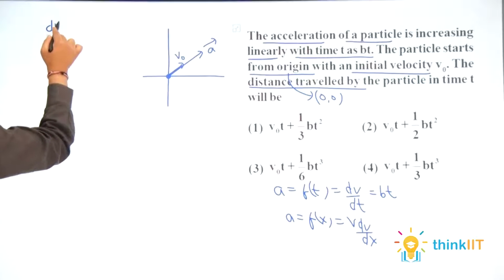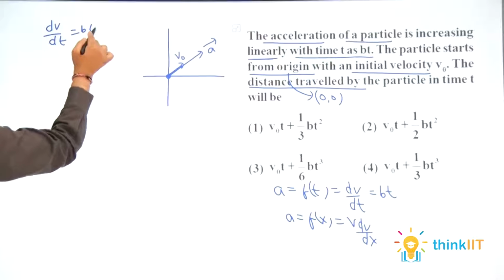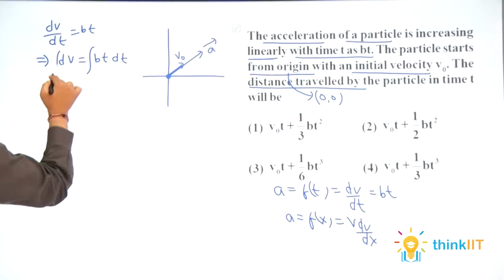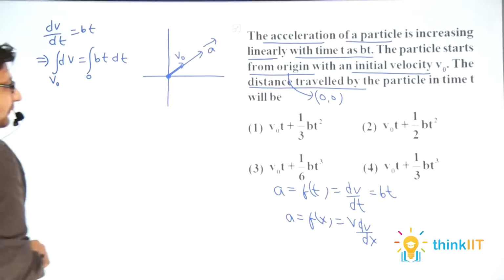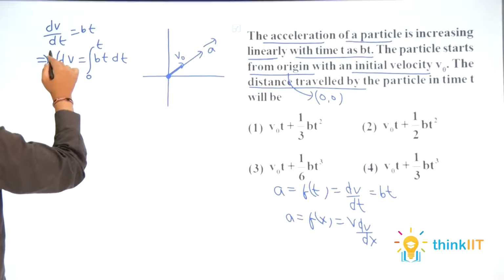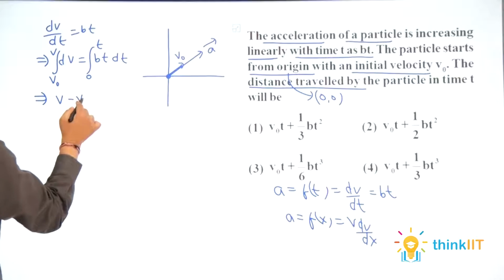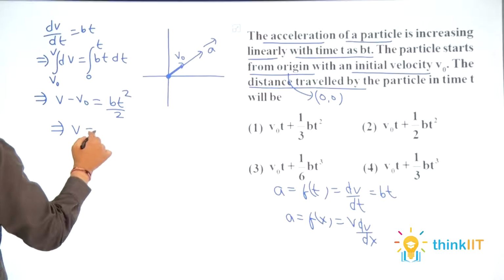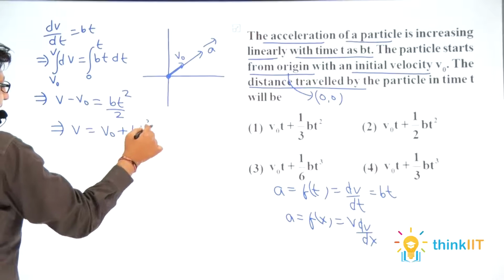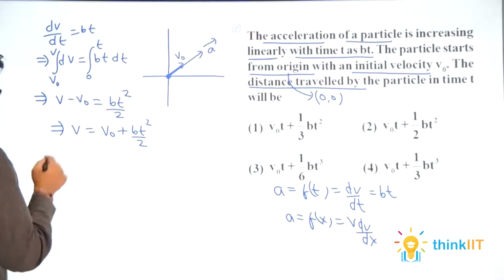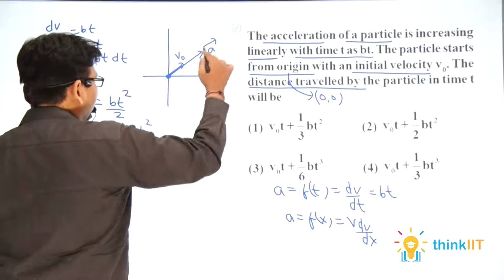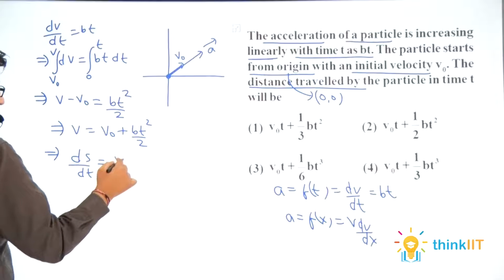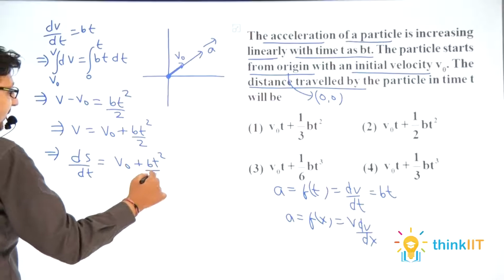So first let us write the equation. dv by dt equal to bt. If you simplify, dv will be equal to bt dt, then integrate. At t equal to 0, initial speed is v naught, and at t equal to t, suppose speed is v. So if you integrate, v minus v0 equals bt square upon 2. This implies v equals v naught plus bt square by 2, and this v can be written as ds upon dt. Suppose at time t some position vector s is there, so ds upon dt equals v naught plus bt square by 2.